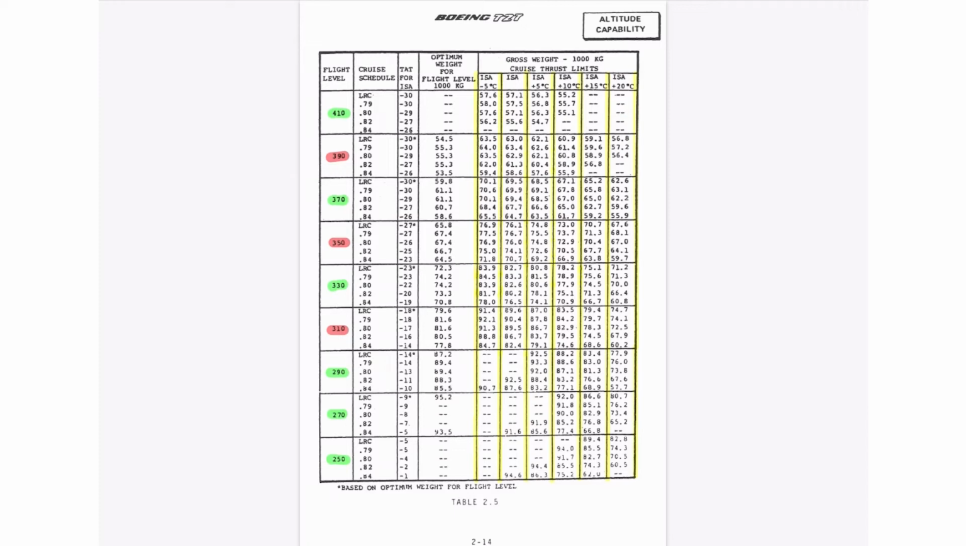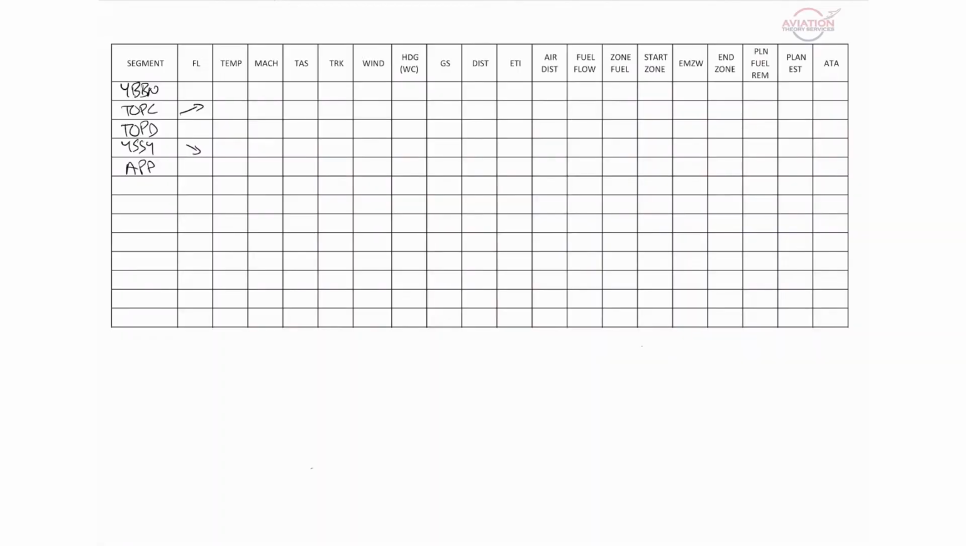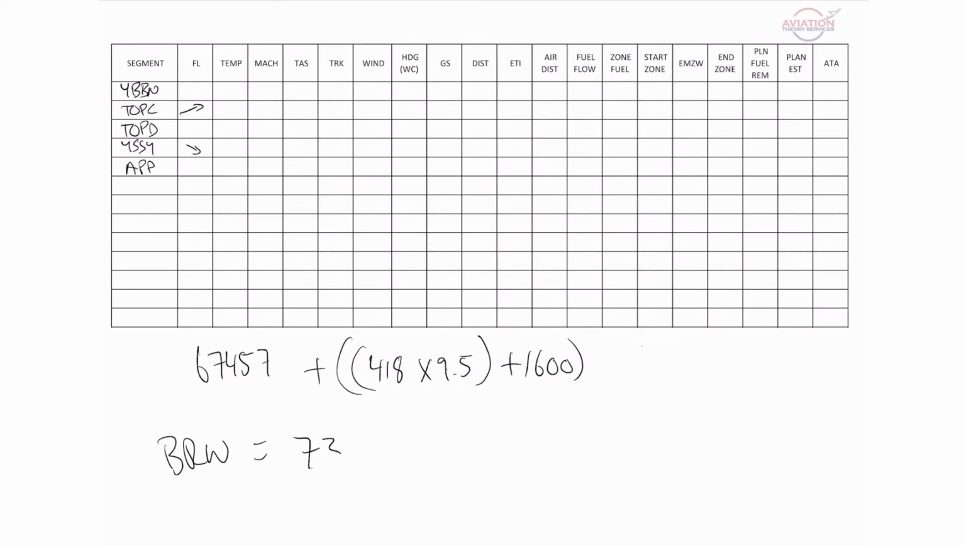We do have to check that we can actually achieve flight level 350 as well. So to estimate our top of climb weight, which is what we're going to be using to work out if we can actually achieve the level, just 418 times 9.5 plus 1600, and we'll add that onto our landing weight. This is going to give us a brakes release weight. Brakes release weight comes out to be 73,028 kilos. To work out our top of climb, we'll just take off 3,000 kilos. That gives us 70,028 kilo rough top of climb weight.